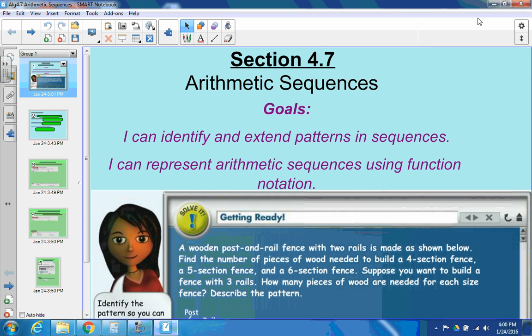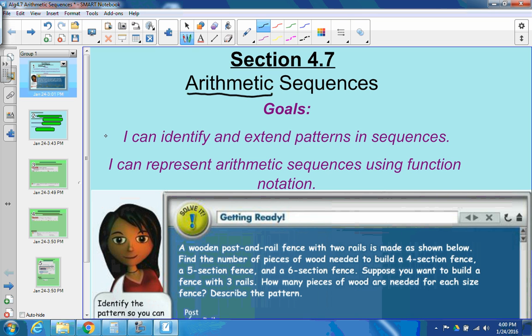But anyway, this is section 4.7 about arithmetic sequences. So we'll talk about what those are. If you know what the word arithmetic means, it's really basic math. So this section is really about adding, basic math, doing adding.